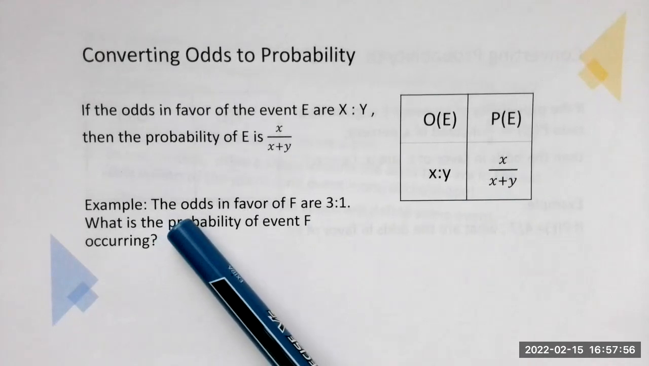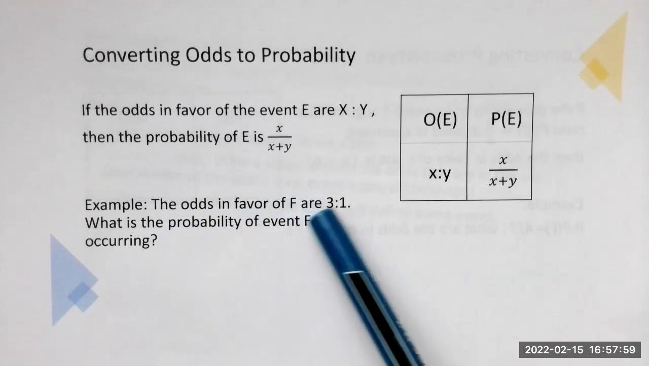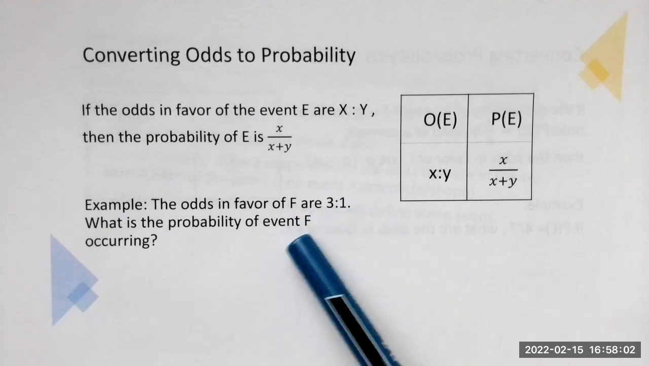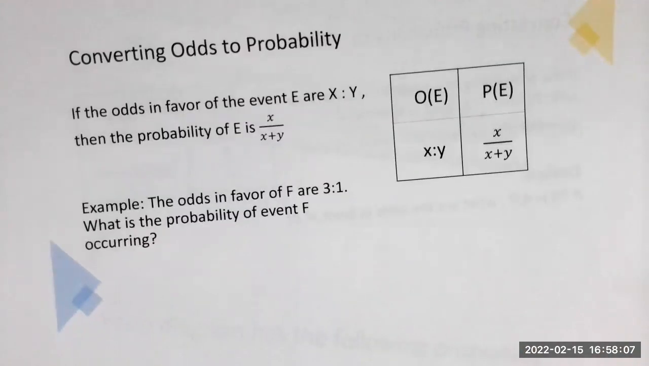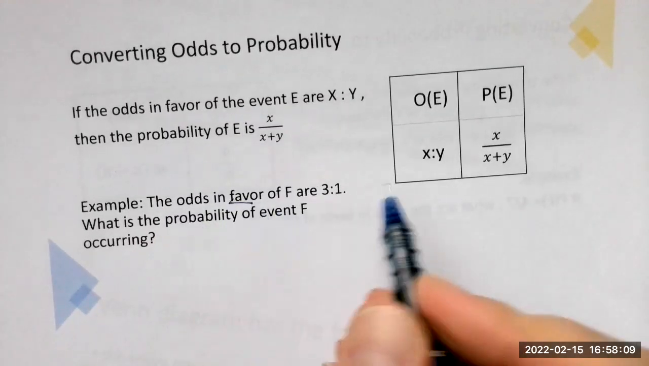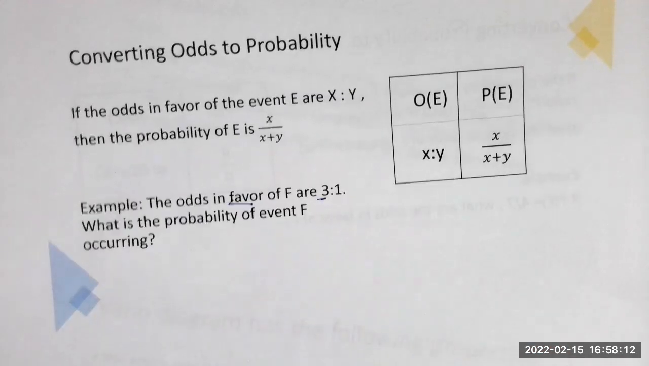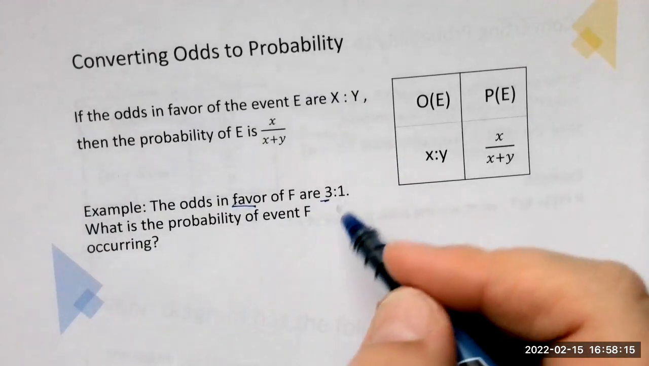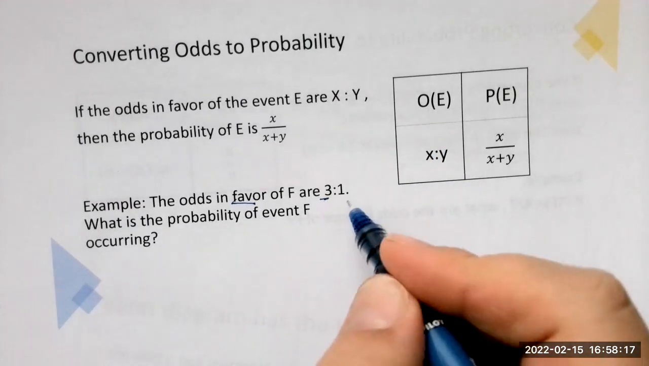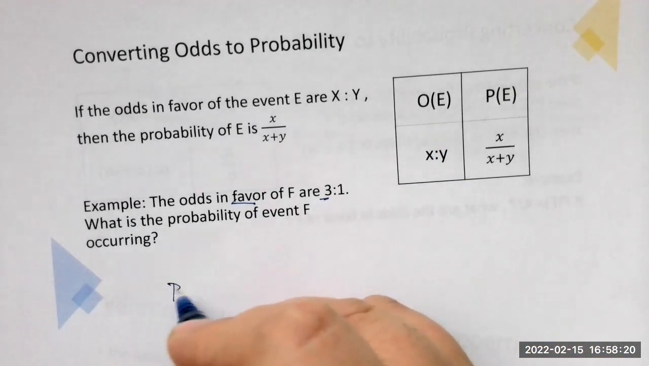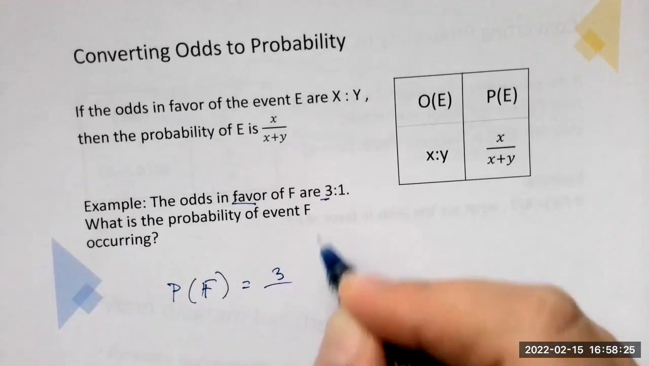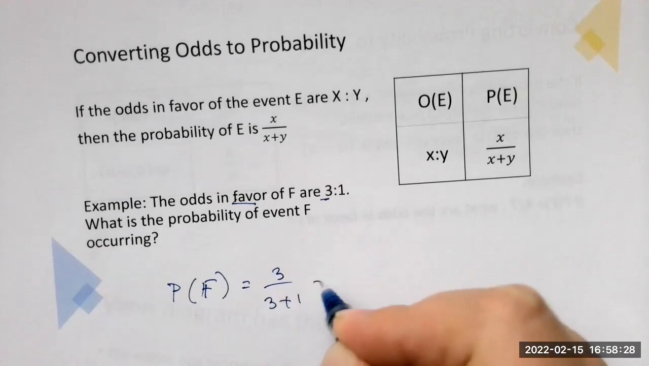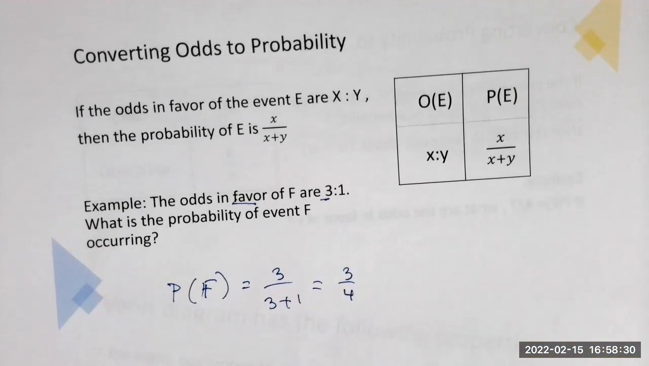For example, the odds in favor of event F are 3 to 1. What is the probability of event F occurring? So odds in favor means that the number of successes is 3. And what's the total number of outcomes? Well, that's 3 plus 1. So we have 3 out of 4, the probability of success of event F.